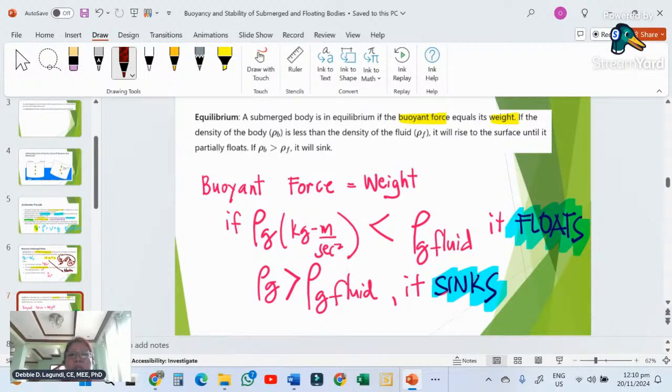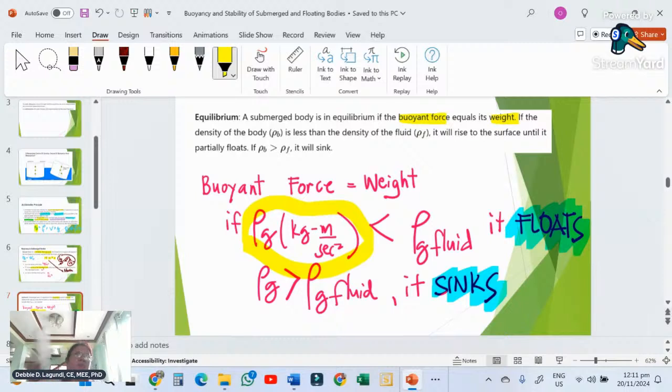All right, so if the buoyant force is here, this is the buoyant force. Hang on, the rho, I'm not talking about the buoyant force, I'm talking about the density. If the density of the fluid is greater than the density of the body, this is for the body, the yellow one, then it floats. But if the density of the fluid is lesser than the density of the body, then it sinks.